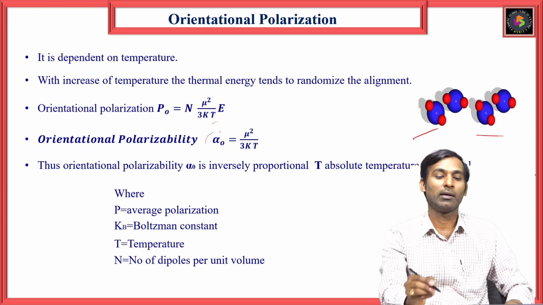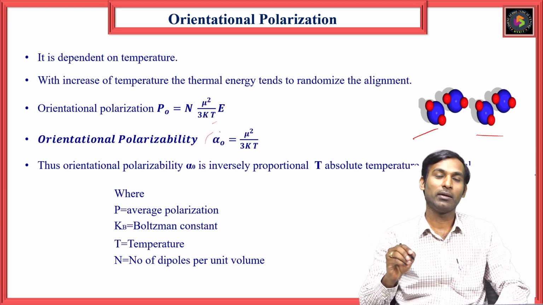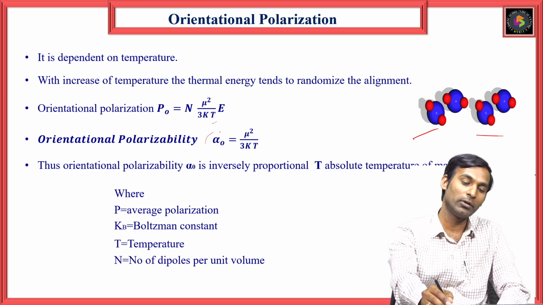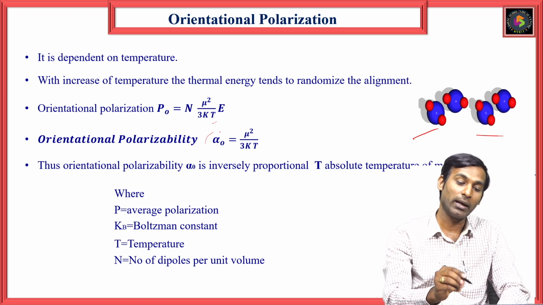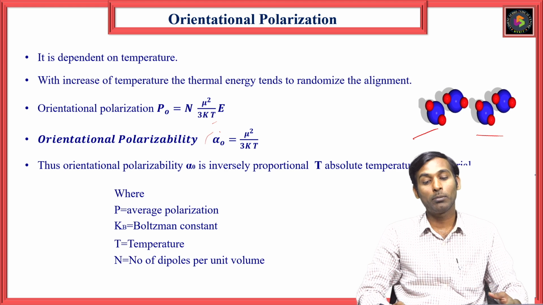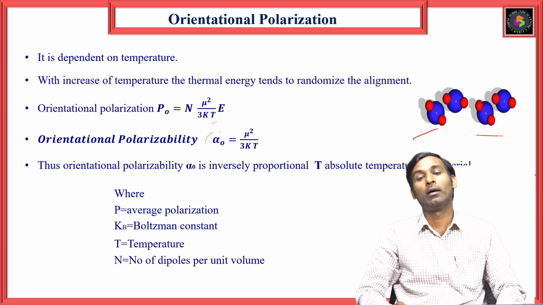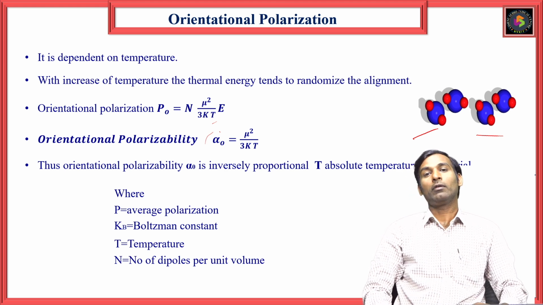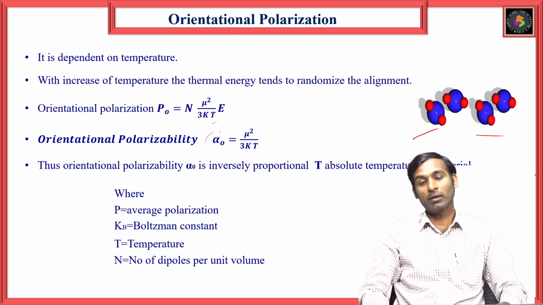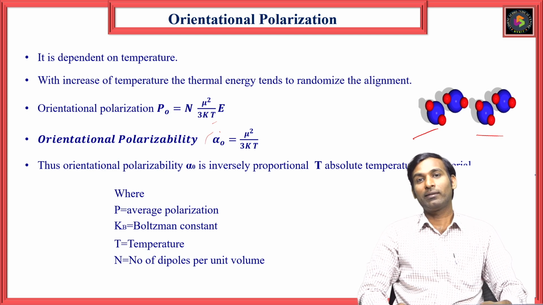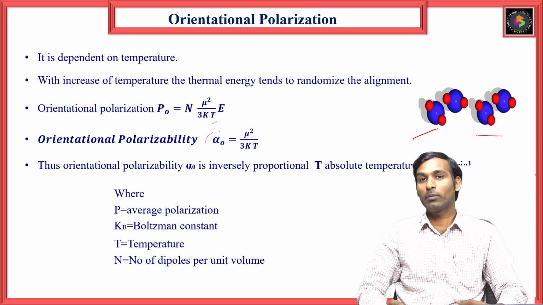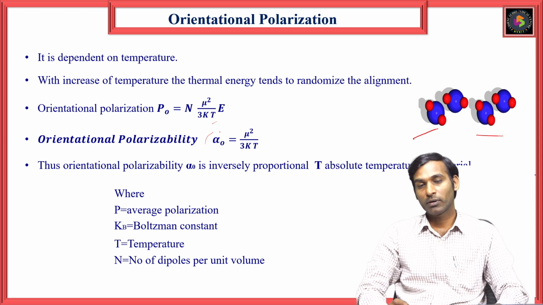P is the average polarization, k suffix B is the Boltzmann constant, T is temperature, and N is the number of dipole moments per unit volume. Okay, this is important for the orientation polarization. Next class we can discuss the ionic polarizability and space charge polarization.